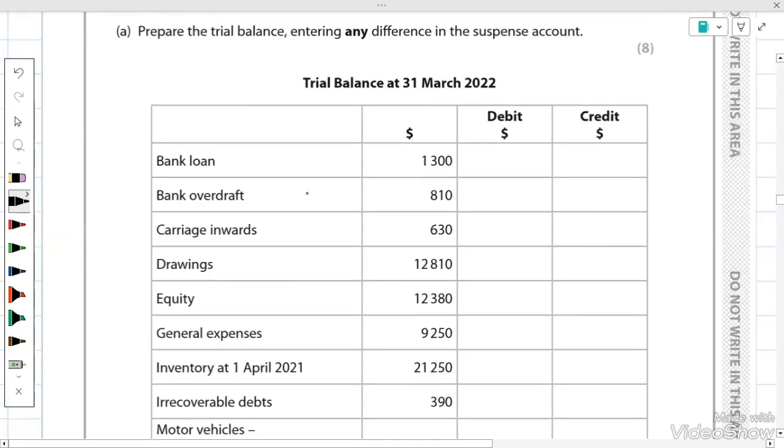So first of all, bank loan. We know that the nature of the bank loan is credit, because this is our liability, so it will be recorded on the credit side. Bank overdraft, this is also our liability. Carriage inwards, this will be your debit because this is your expense.